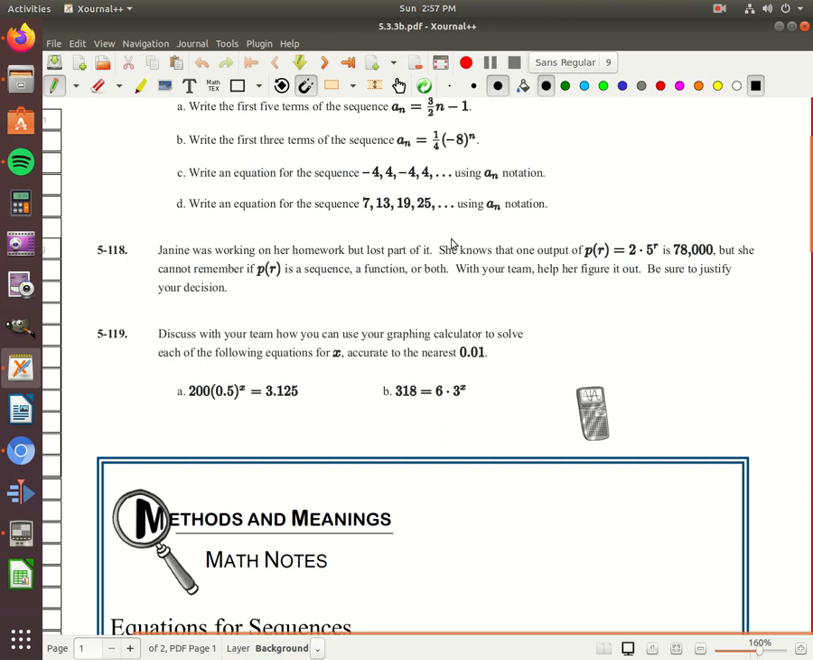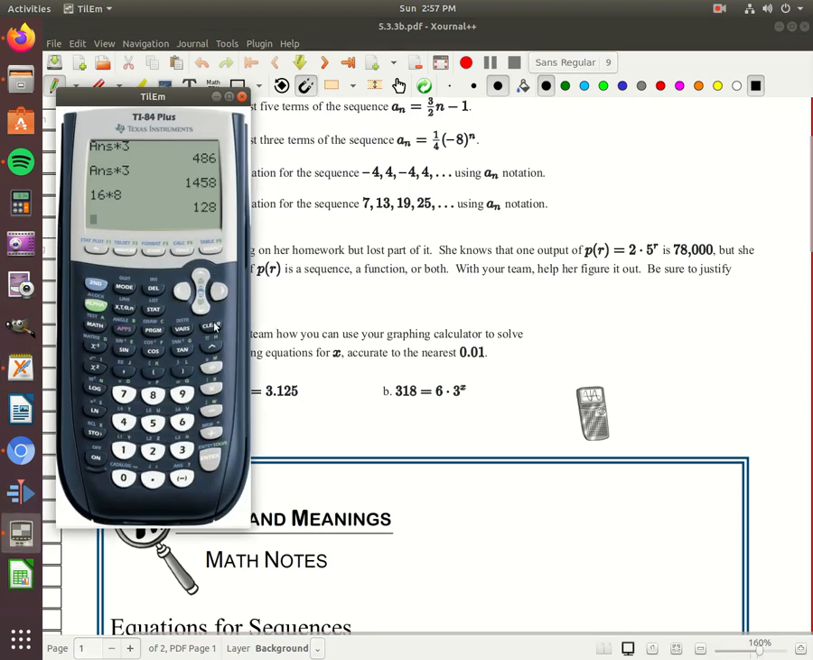Janine was working on her homework but lost part of it. She knows that at one point P of r equals 2 times 5 to the r is 78,000, but she's not sure if it's a sequence, a function, or both. So let's go ahead and plug this into the calculator and let's see what we come up with. So we're going to get 2 times 5 to the x, and again, interchangeable letters, right? I'm just going to use x and y instead of r and P of r.